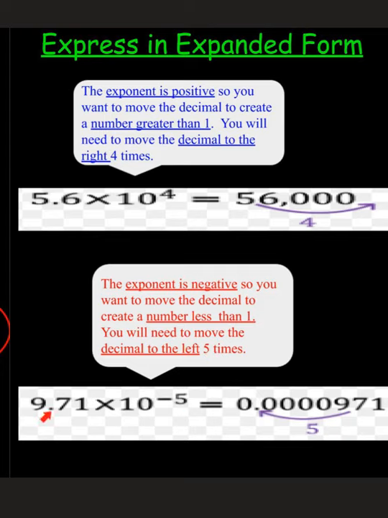So if the decimal is here between the 9 and the 7, as I did before, I would go 1 place to the left to get to the end of the number, and then think, how many more places would I need to go to make 5? That would mean 4. So I'd put decimal with 1, 2, the 4 zeros, 971. And that would give me my answer in expanded form.